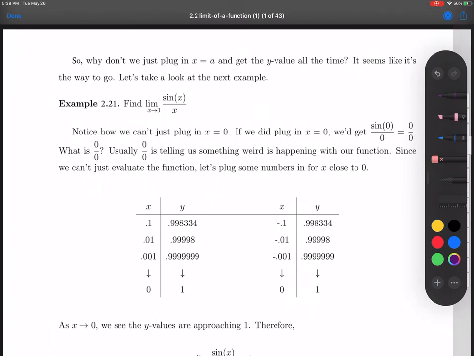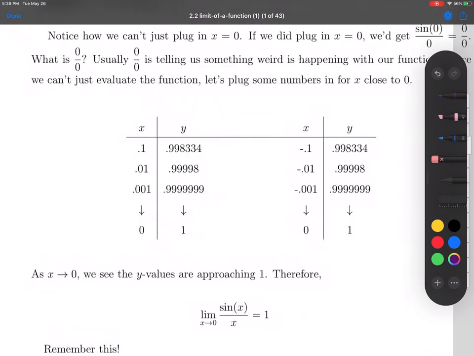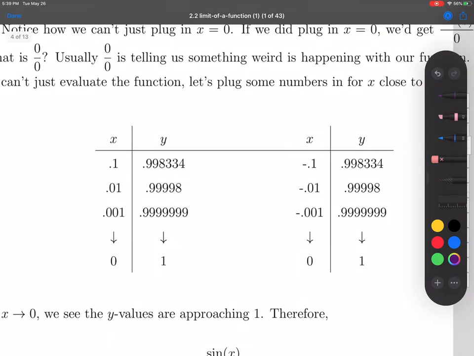So since we can't actually evaluate the function, right? We can't actually plug 0 in. We got 0 over 0, that doesn't tell us anything. What we can do instead is kind of what we did before. Take a look at what happens when we plug in numbers that are getting very close to 0. So check it out. I have it done here in this little chart.